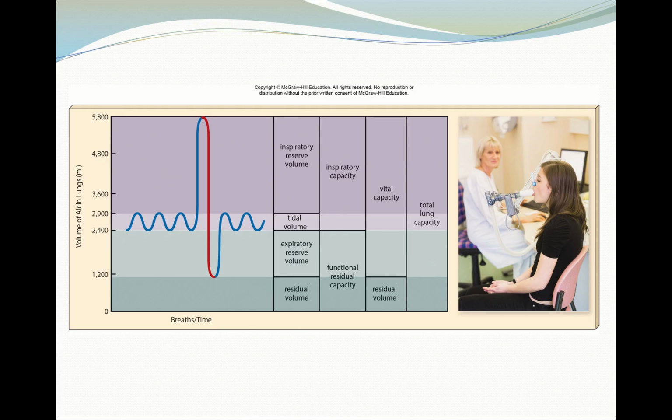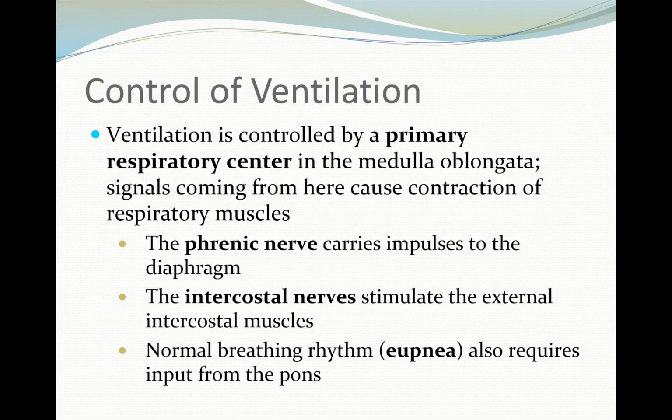So here we can see the tidal volume in the center, and then we have the inspiratory reserve volume, the expiratory reserve volume, and the residual volume. And we can see that we are measuring the volume of air in the lungs per milliliter over the number of breaths over time. So the higher that is, of course, the healthier your lungs, the more air you can hold during your inhalation, and the more air you can exhale during your exhalation.